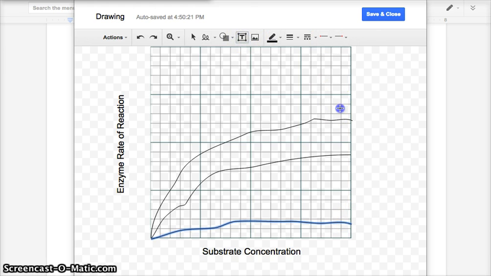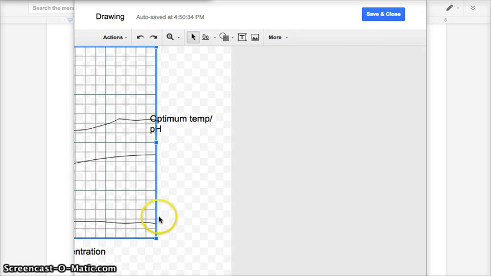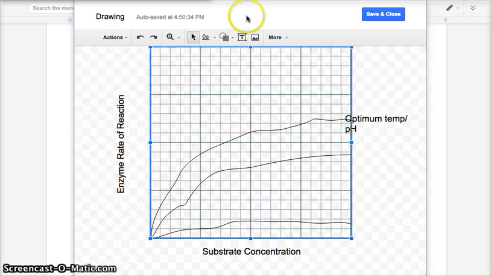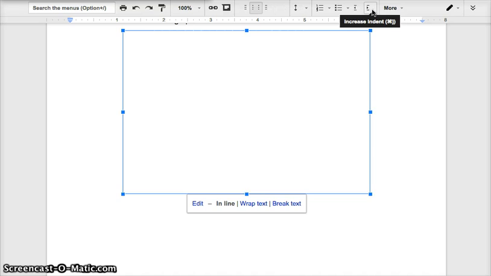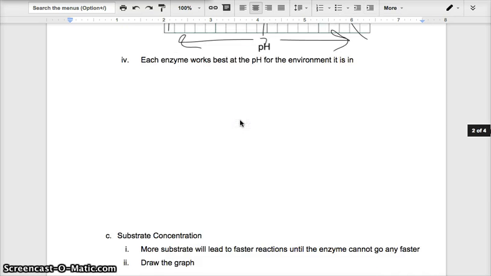This would be the optimum temp or pH, and down here would be the worst pH or temp for the enzyme. Again, the enzyme just levels off and can't go any faster, and this is how temperature or pH affects it. It will cause the rate to go down or decrease. Alright, and that's it for these notes.